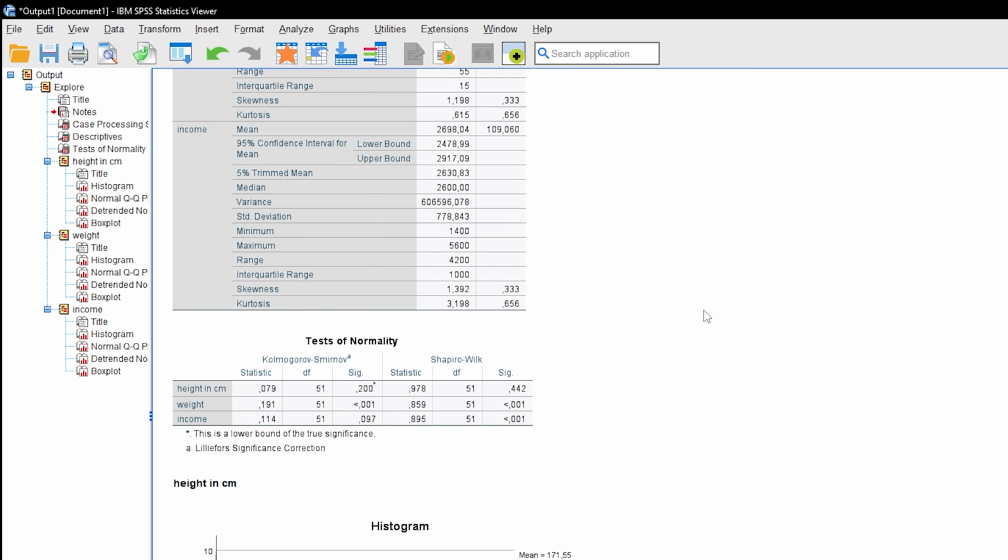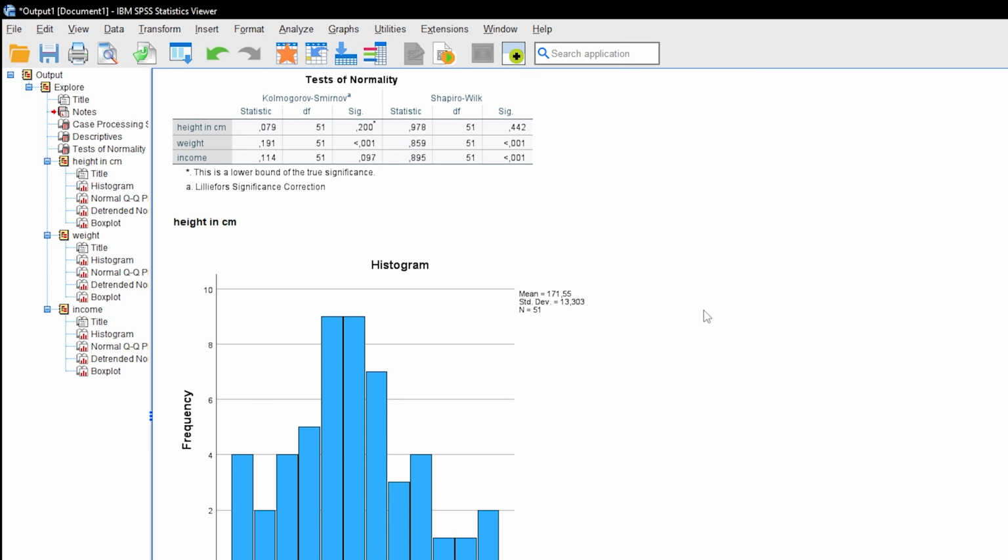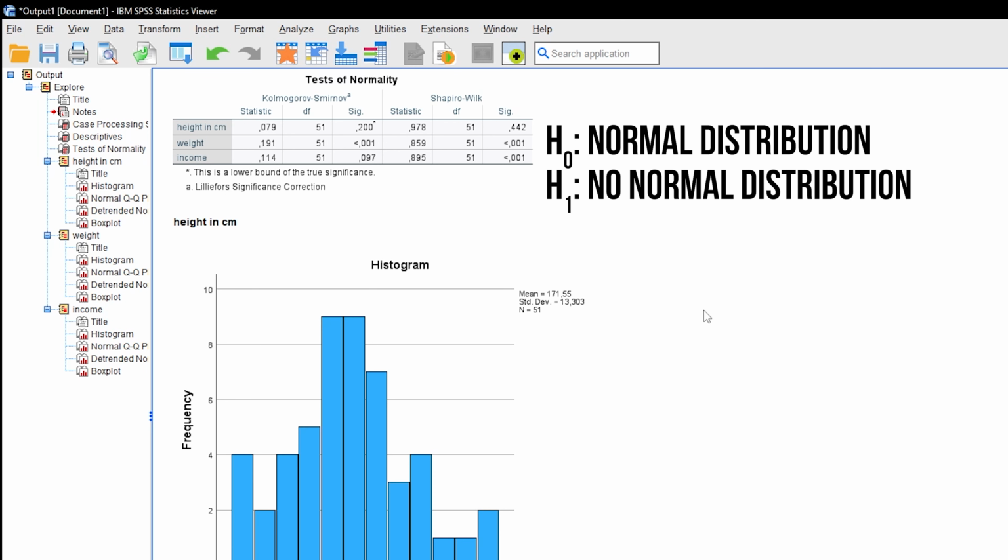SPSS also shows the tests of normality below, the Kolmogorov-Smirnov test and the Shapiro-Wilk test. Both assume normal distribution as the null hypothesis. Therefore, the alternative hypothesis is that there is no normal distribution.